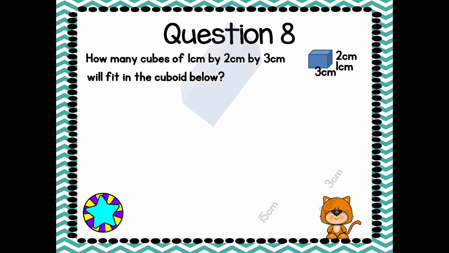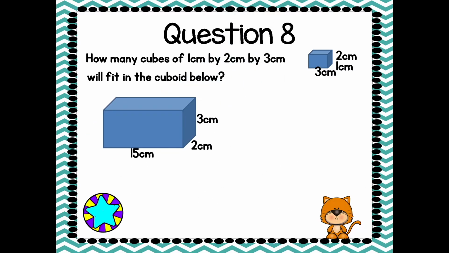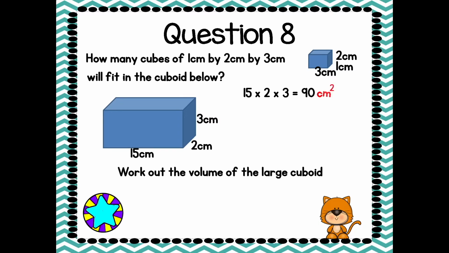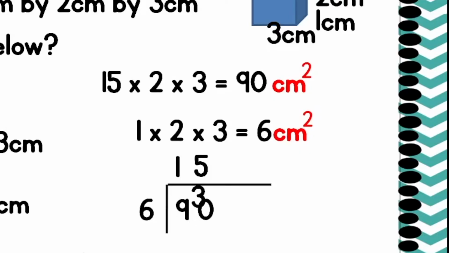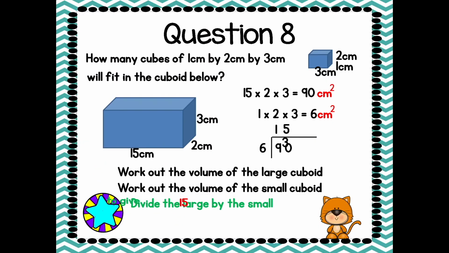Question 8. How many cubes of 1 cm by 2 cm by 3 cm will fit into the cuboid below? The larger cuboid is 15 cm by 2 cm by 3 cm. To answer this question we need to work out the volume of the large cuboid, the volume of the small cuboid, and then divide the large answer by the small one to see how many fit inside. For the large cuboid it's 15 times 2 times 3, this gives 90 centimeters cubed. The small cuboid is 1 by 2 by 3, which gives 6 centimeters cubed. 90 divided by 6 gives 15.